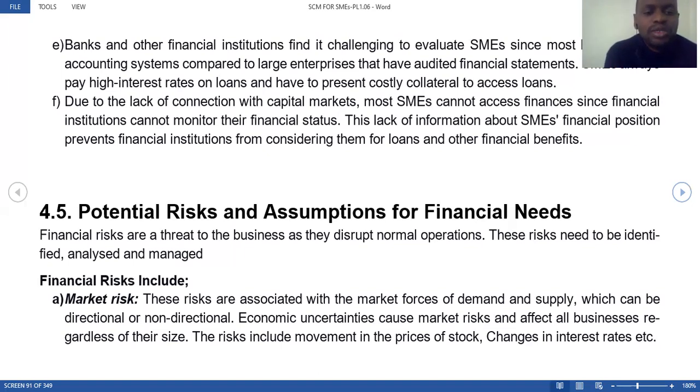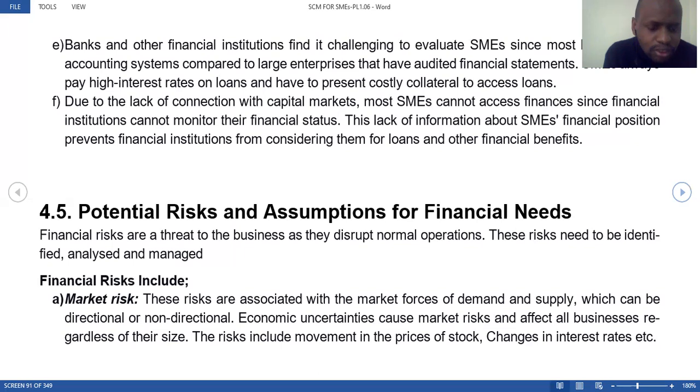Then we have, due to the lack of connection with capital markets, most small, medium enterprises cannot access finances since the institutions cannot monitor their financial status. So because of the size of these institutions, they cannot sometimes go to the capital markets to do their business. Therefore, they might not be lucky when it comes to issues of finances.